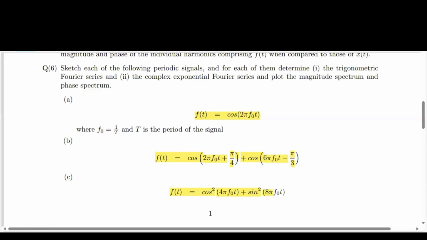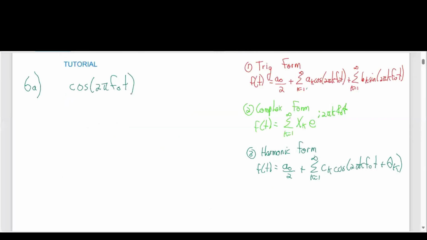Alright guys, so let us go through these questions, right? So we'll start with this first one here. They said that they want to sketch the spectrum and also a way to convert it to trigonometric form and the complex form of the Fourier series, right? So we'll start with this one.